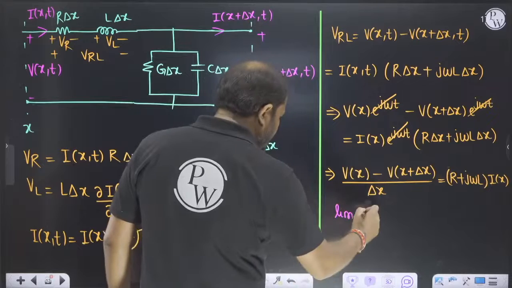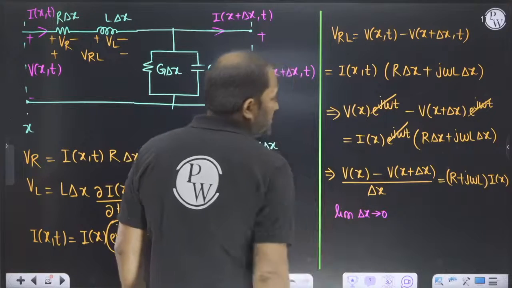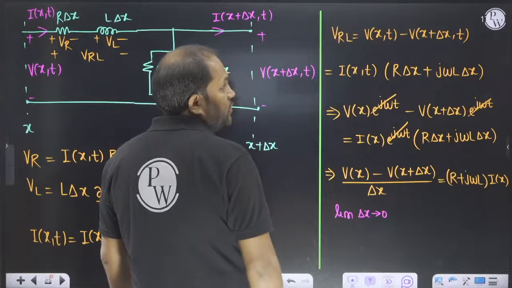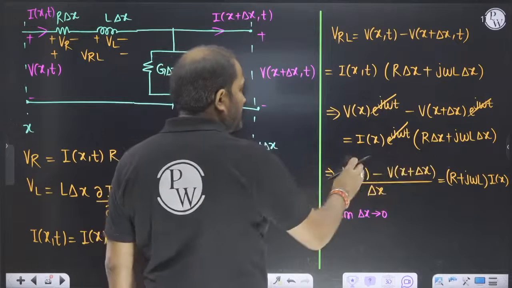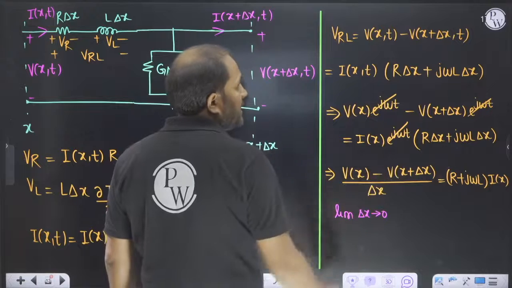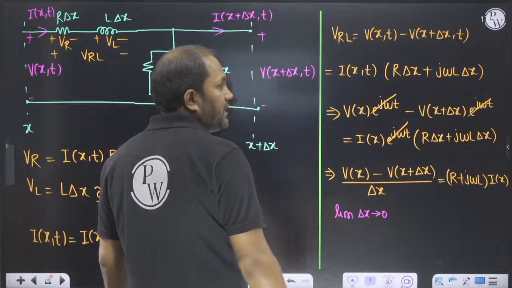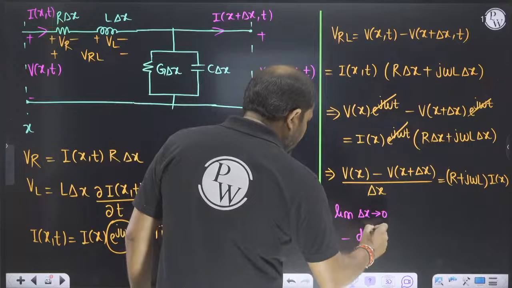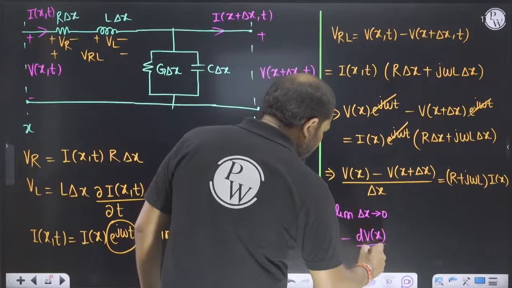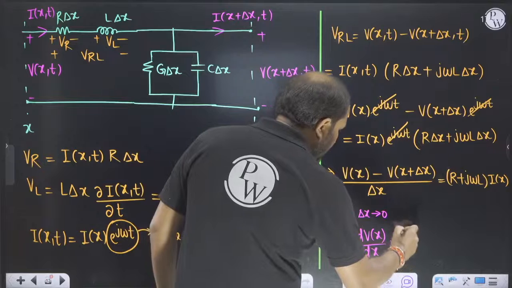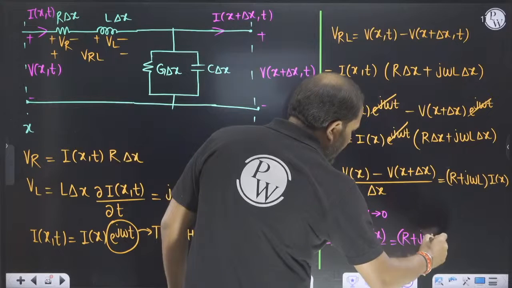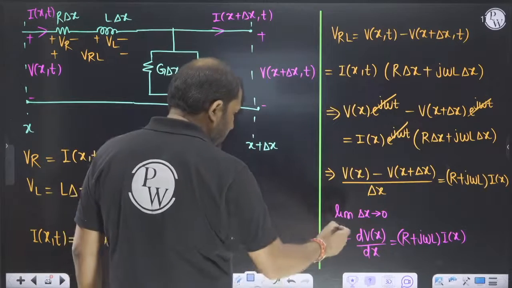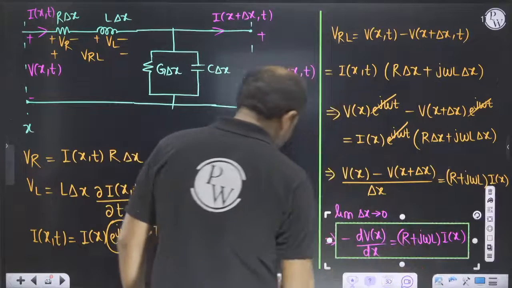If delta x tends to 0, what will happen? There is no change on this side, there is a change on this side. V(x+h) minus V(x) divided by h will be dV by dx. So it will be written as minus dV by dx equals R plus j omega L into I(x). So this is our equation for voltage.